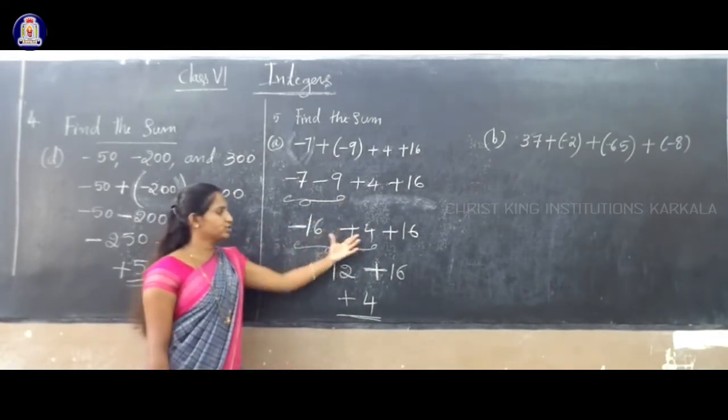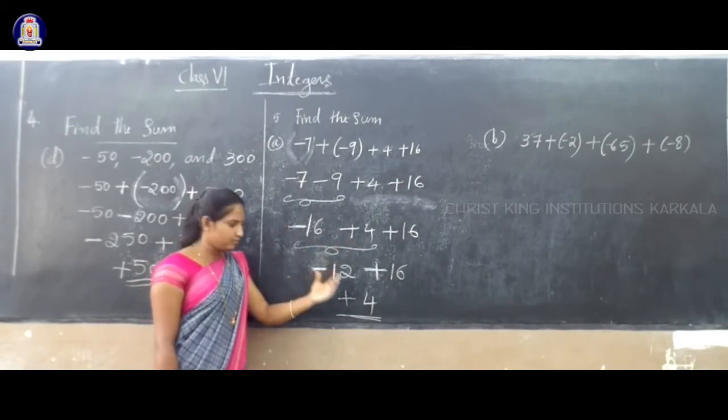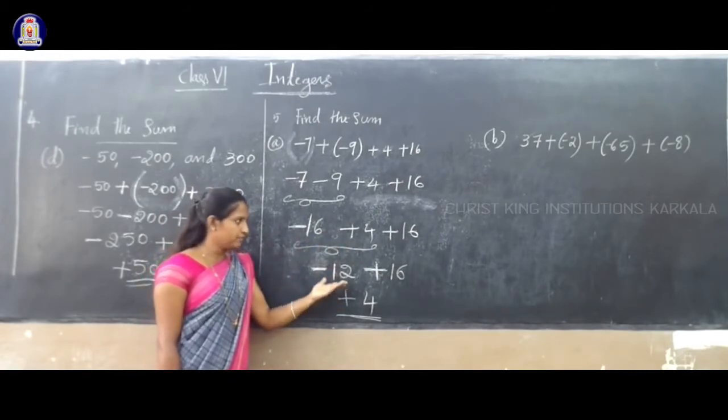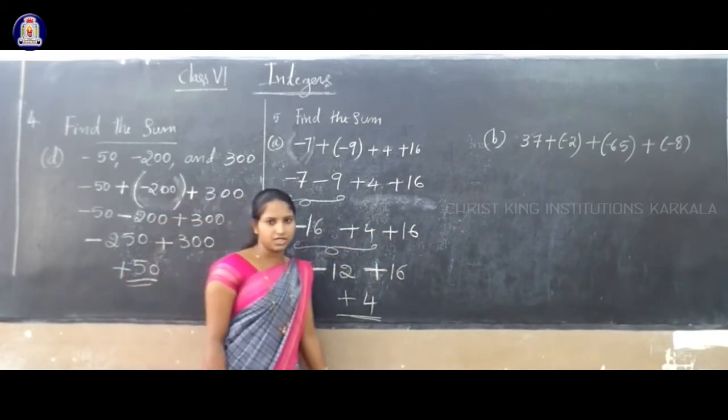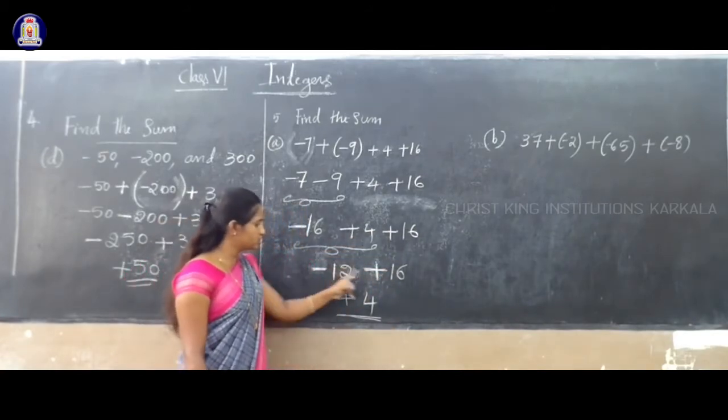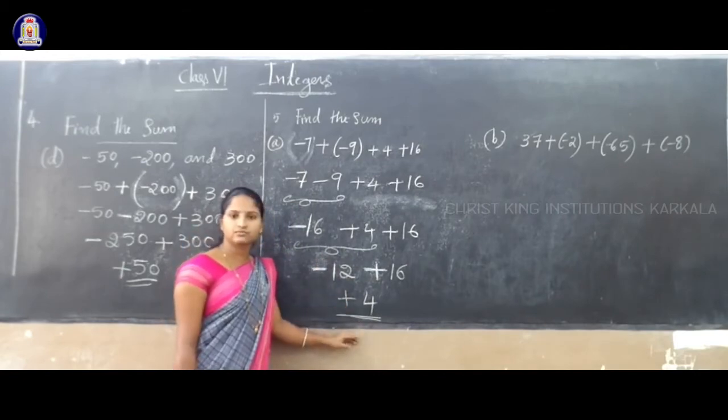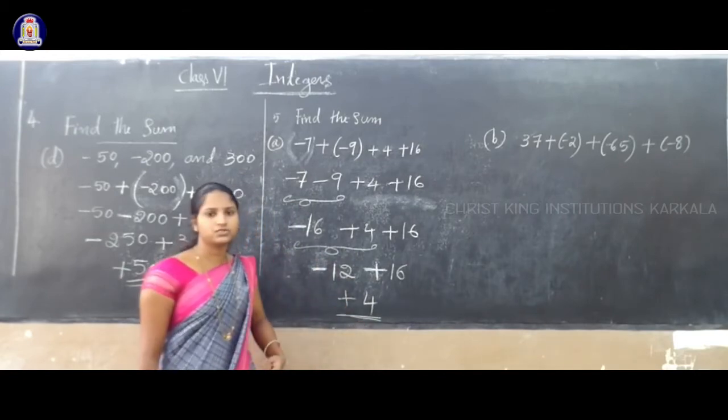Again consider the first two integers and solve. We will get one answer, minus 12. Again consider the remaining integer, that is plus 16. Clear? If you solve these two integers, we get plus 4. Okay? The answer is plus 4.